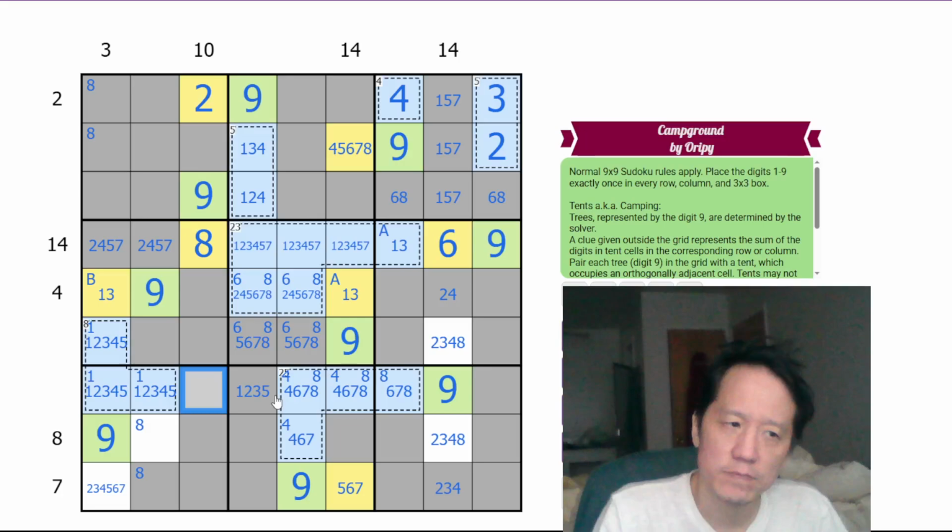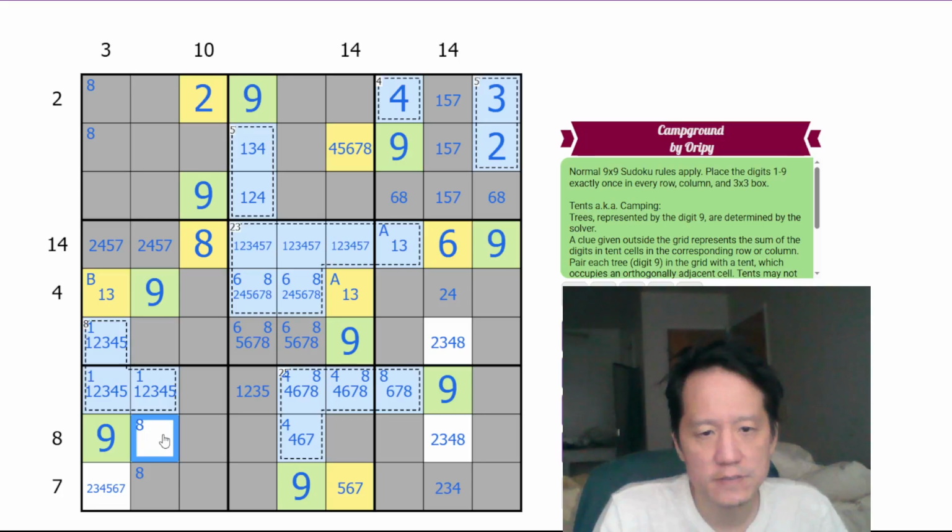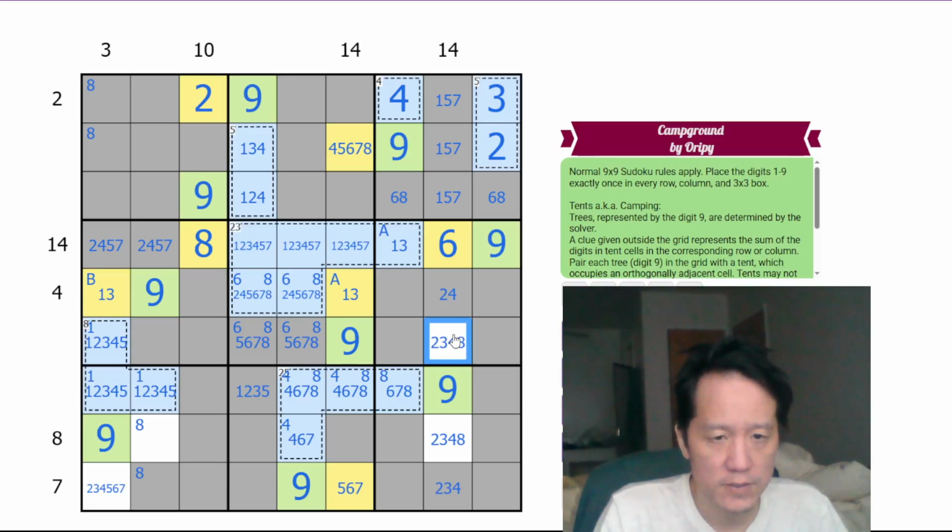Oh, interesting. If this is a tent and 8, that means this is a solo tent and it's a 7. This is an 8 tent here. So this 7 means this cannot be 8. It would have to be a 7, right? Similarly, if this were a 2, this could not be an 8 anymore. So this would have to be an 8. One of these two digits is an 8.